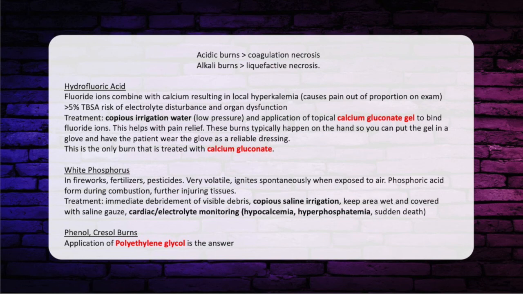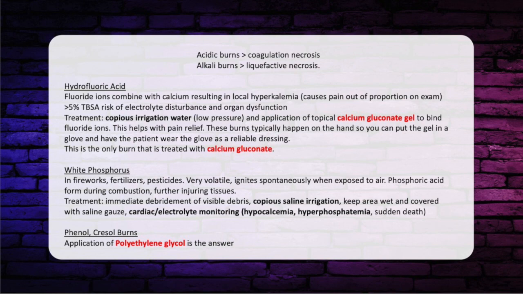If you have greater than a 5% total body surface area of chemical burn with hydrofluoric acid, you do have that elevated risk of cardiotoxicity and organ damage. The treatment is to copiously irrigate the area with low pressure, but the key is to apply topical calcium gluconate. And the calcium gluconate binds the fluoride ions. This not only helps with the pain relief, but it also helps mitigate the burn effects.